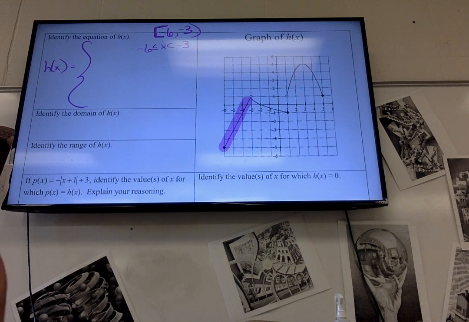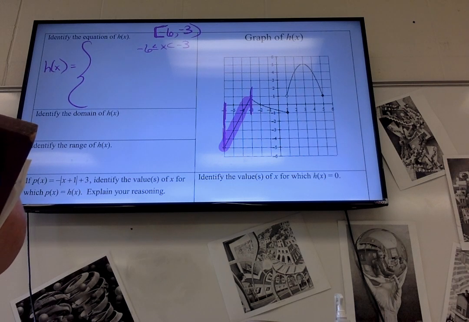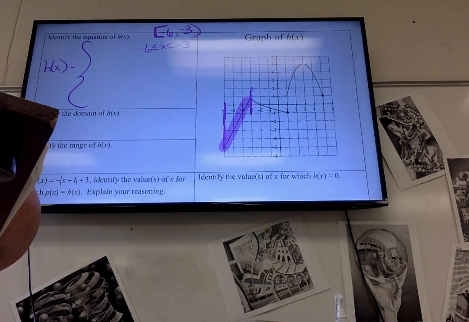But where did you get a 6 from? The x-axis. Okay. And it stops here at 3. Good. That is a line. So I just need to figure out what the equation of that line is.